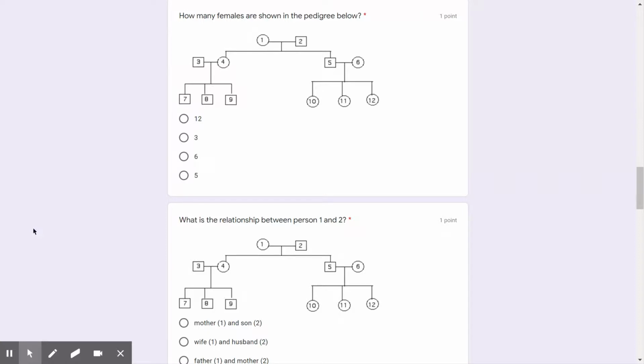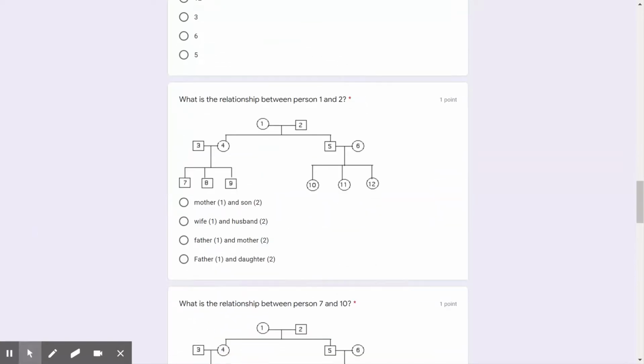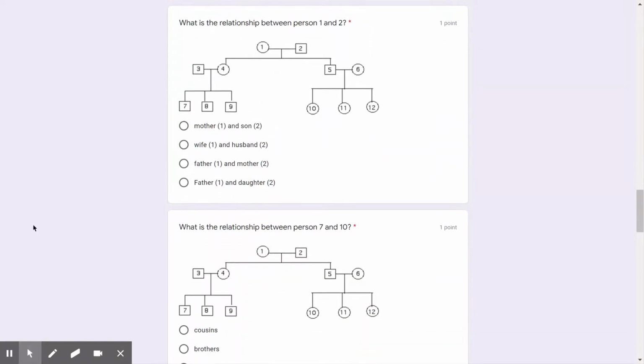How many females are shown in the pedigree below? 12, 3, 6, or 5? What is the relationship between person 1 and 2? Mother 1 and son 2, wife 1 and husband 2, father 1 and mother 2, father 1 and daughter 2.